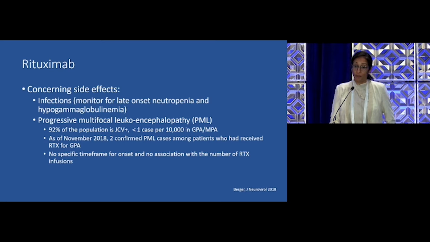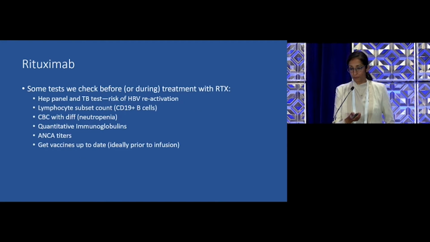Really rare is progressive multifocal leukoencephalopathy. If you see that on the list when you get the handout about rituximab, it will probably freak you out. Legitimately, it is a scary side effect, but it is exceedingly rare, and you can see the information there. And there is no real value to testing for JC virus, which is sort of that predisposing virus for PML, because most people would test positive.